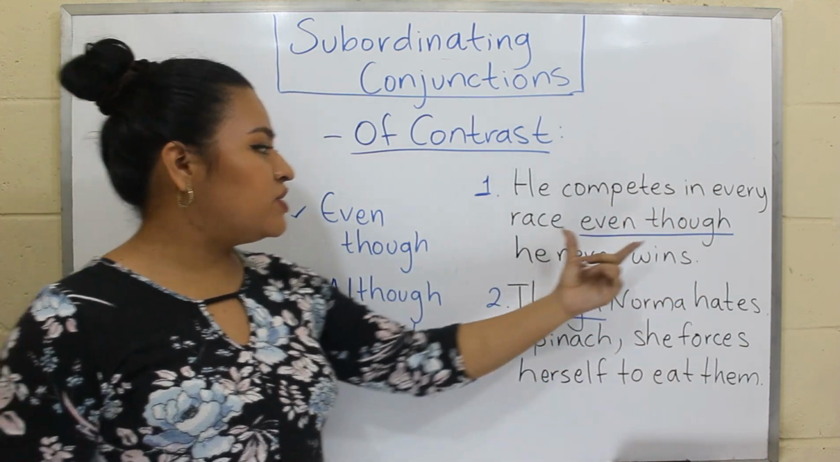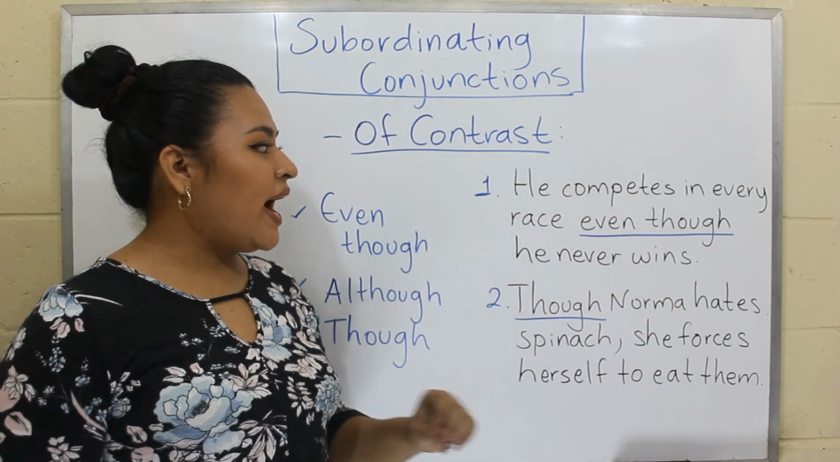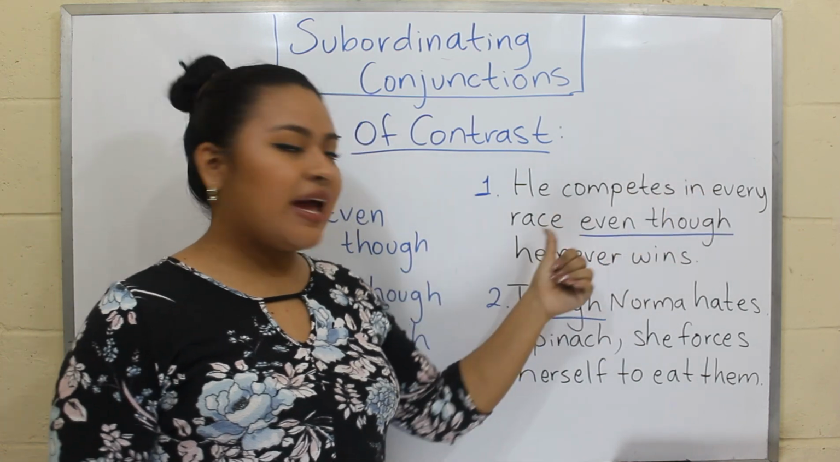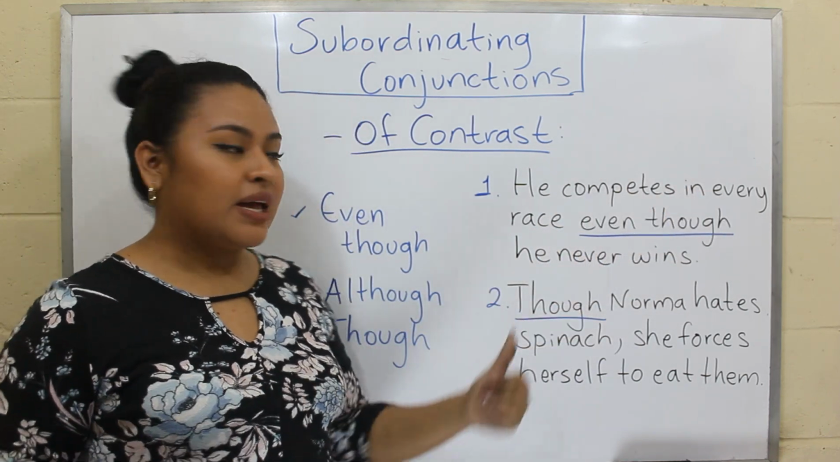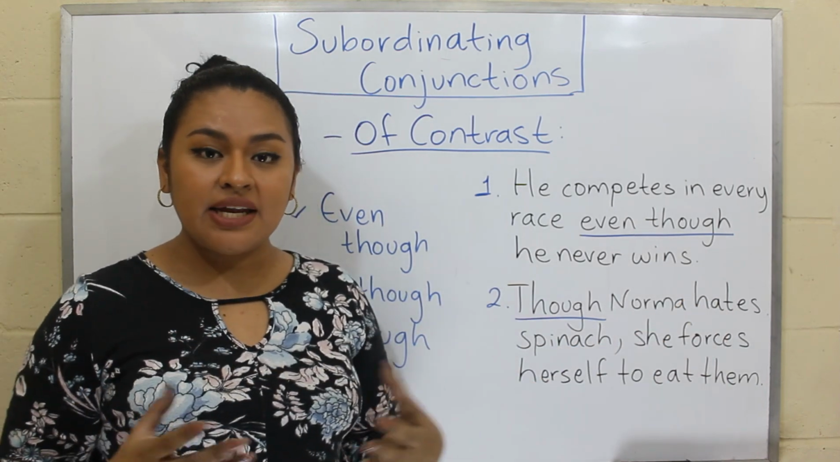In here we are using even though in the middle of the sentence. First we have he competes in every race as the main clause. And finally we have he never wins as the subordinating clause.